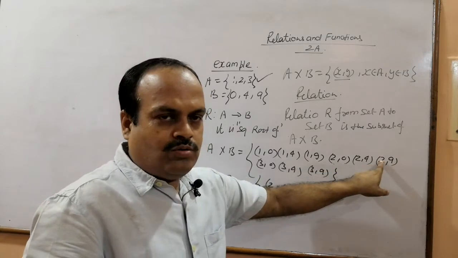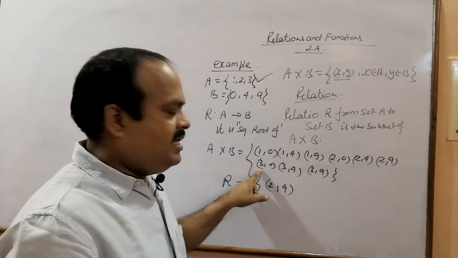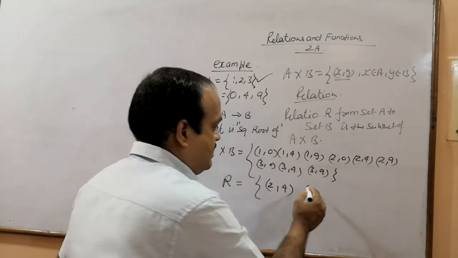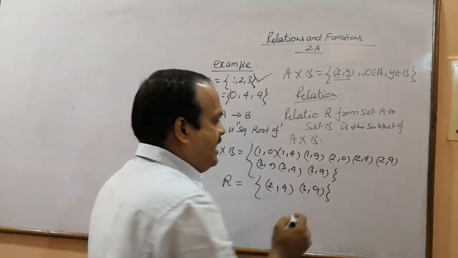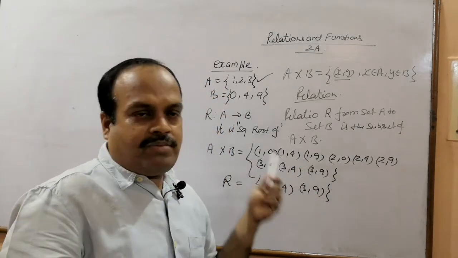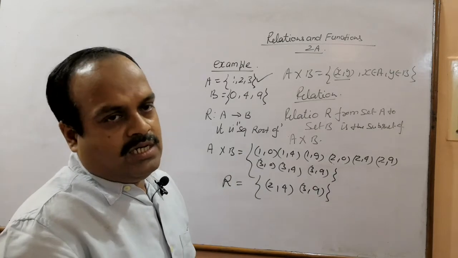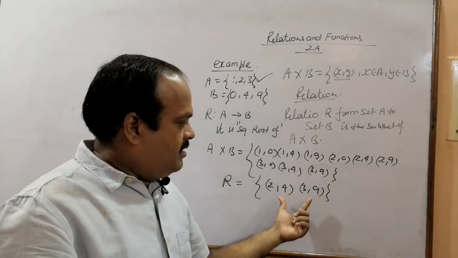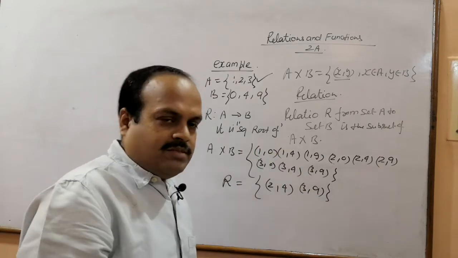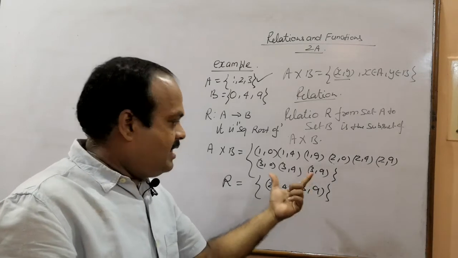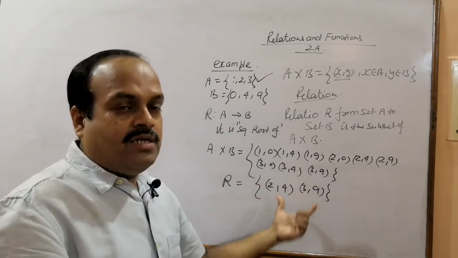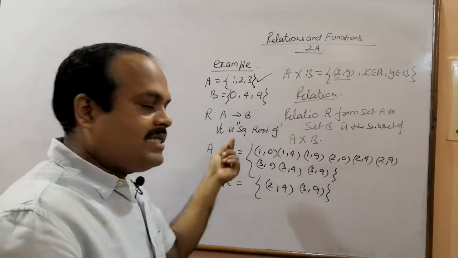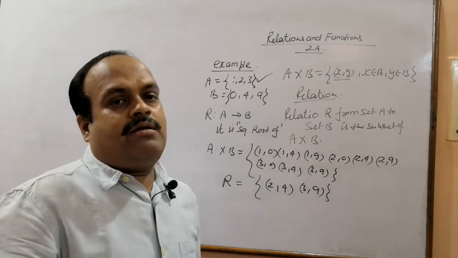(2,9): is 2 the square root of 9? No. Is 3 the square root of 0? No. Is 3 the square root of 4? No. Is 3 the square root of 9? Yes. So we have got two elements from the Cartesian product A cross B. When we write these two elements in the form of a set, this set is a subset of A cross B. So this relation R is a subset of A cross B.